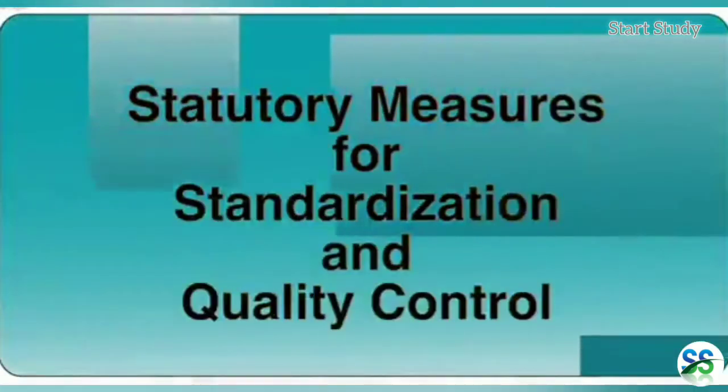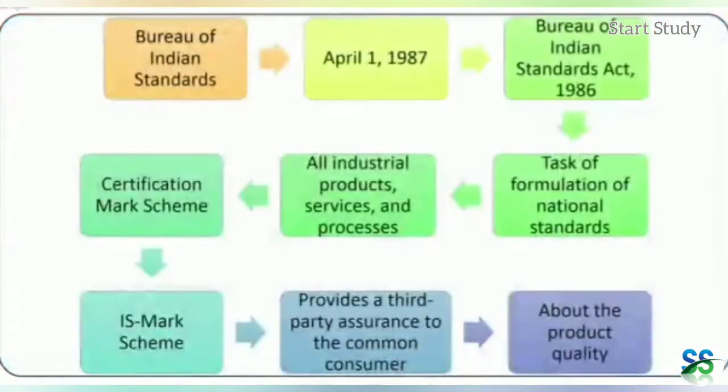Statutory measures for standardization and quality control. The central government took a major step to strengthen the standardization activity in the country by restructuring and reconstituting the former Indian Standards Institution, known as ISI, by the Bureau of Indian Standards, now known as BIS, a statutory autonomous body set up on April 1, 1987 under the Bureau of Indian Standards Act of 1986.